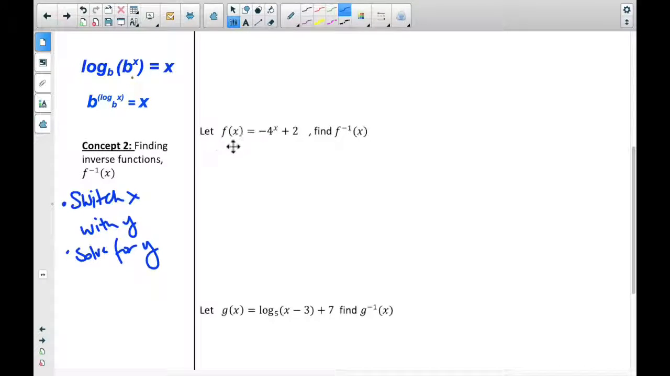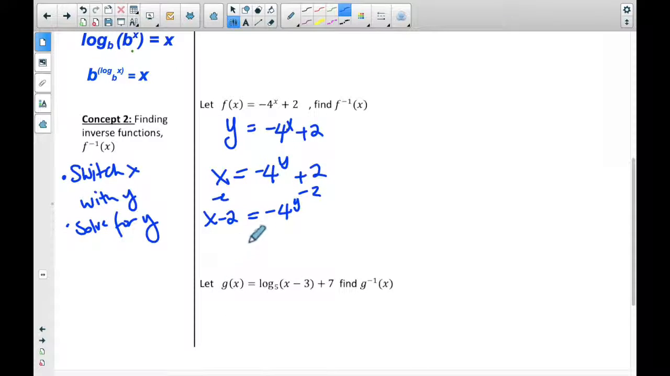So let's go back and look at this. Remember, we started off calling this y, and then we switched the x with the y. Now that I have this, I'm going to solve for y. I'm going to subtract 2 from both sides. Now I have a y in my exponent. How do I get rid of the y in the exponent? Well, before I address that question, I want to get rid of that negative sign. I don't like that negative being there, so I'm going to divide by -1 on each side.